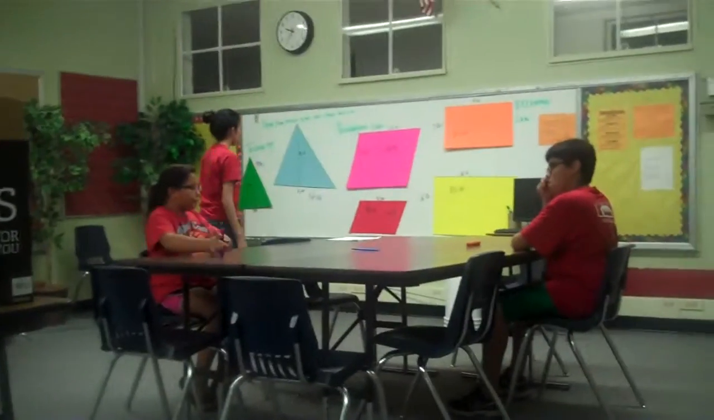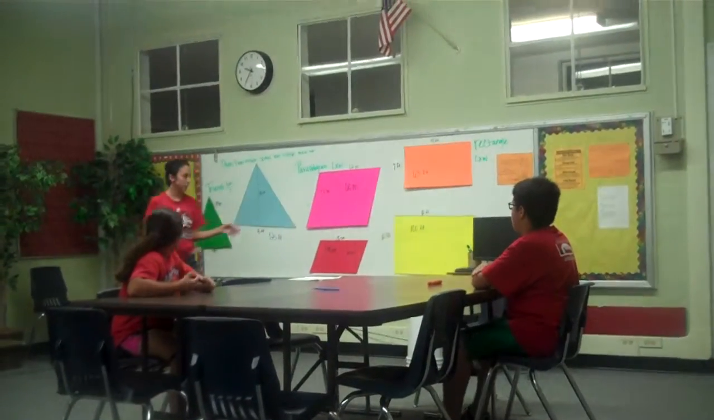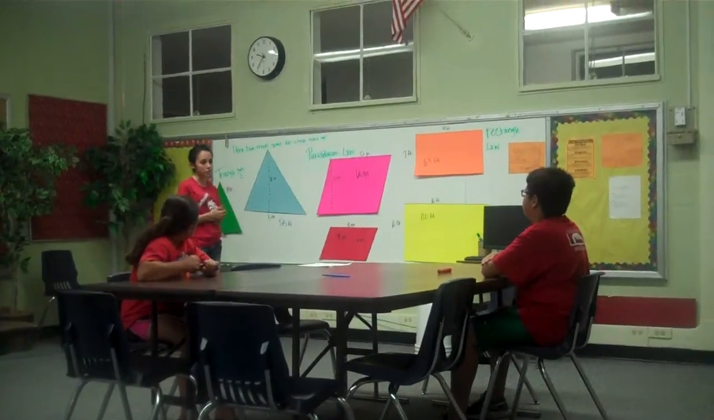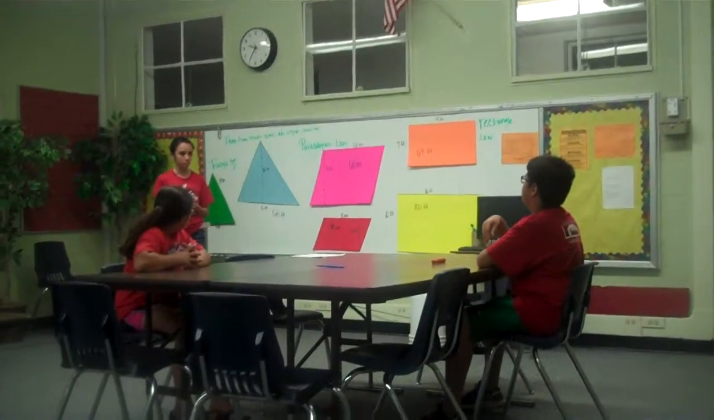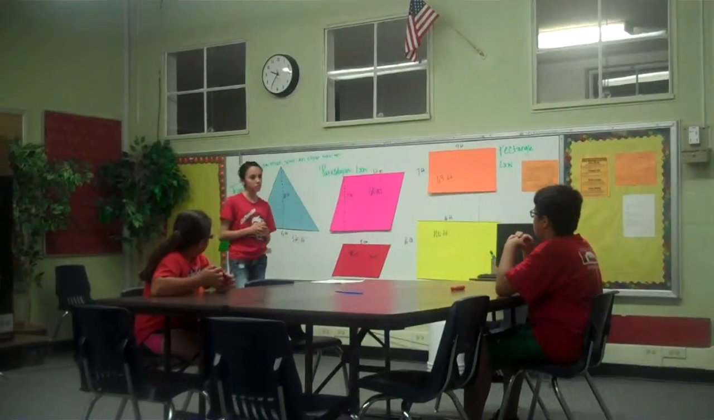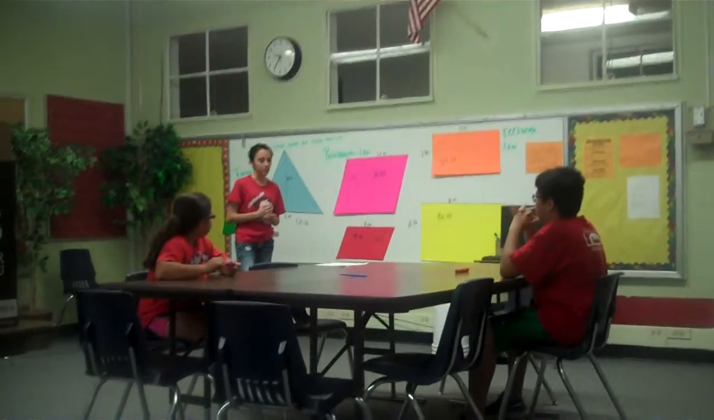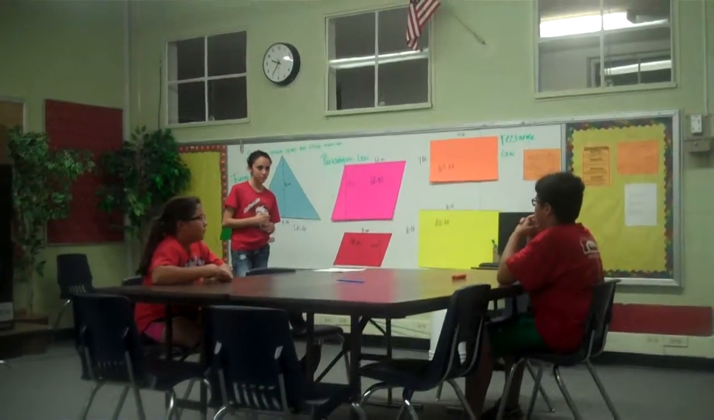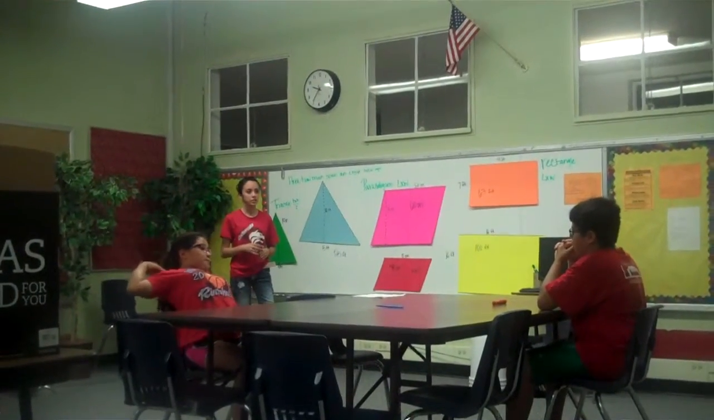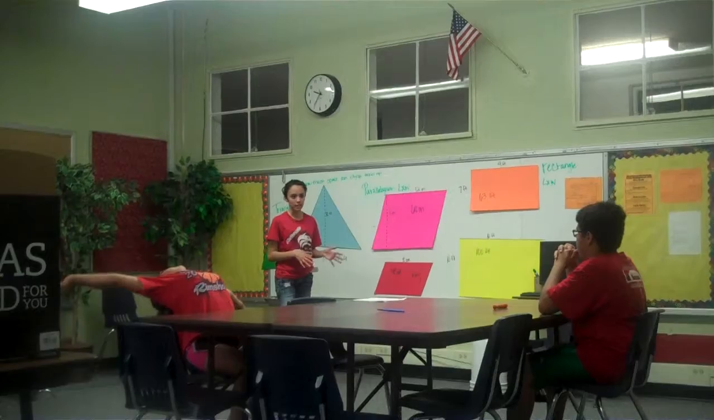Okay, so we went over the area of a triangle, a parallelogram, and a rectangle. Can someone tell me the area of a triangle? Base times height divided by 2. Good job. And the rectangle? Length times width. And the parallelogram? Length times width. Good job. Does anyone have any questions over today's work? Okay, well we're going to recap before I let y'all go.